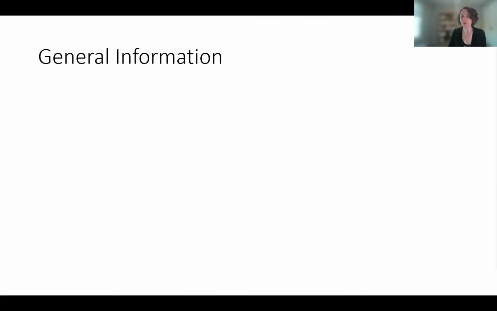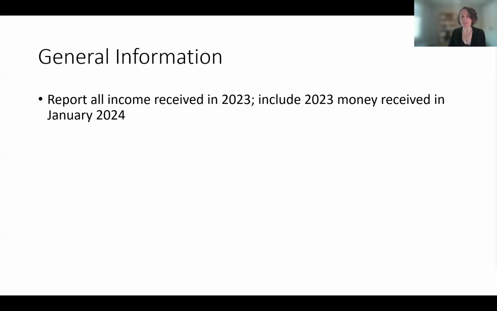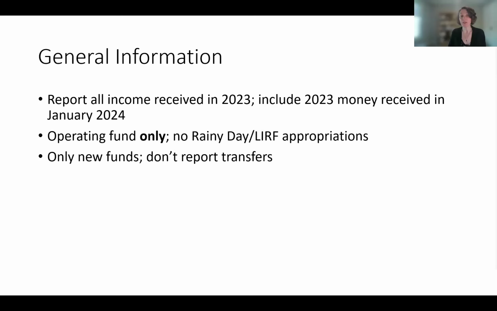A few overall notes before we look at specific questions. For this section, you'll be reporting revenue from 2023. Include 2023 funds that were received in January of 2024. Don't report transfers between funds. And don't report money that's placed in a non-operating fund, such as rainy day, LURF, or any other.